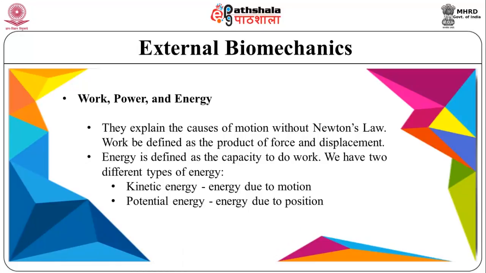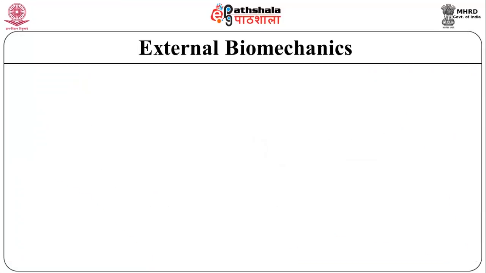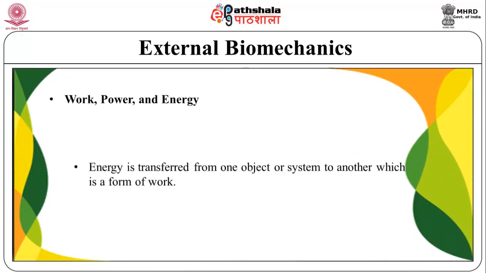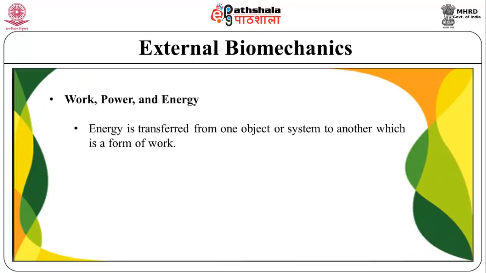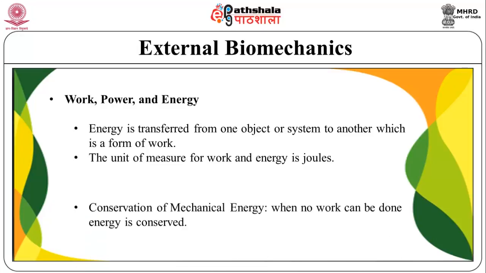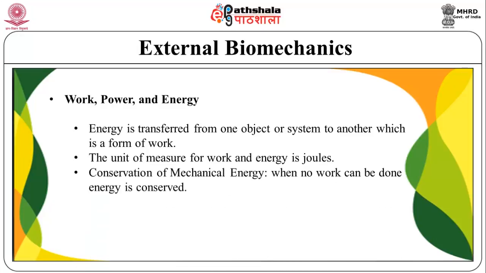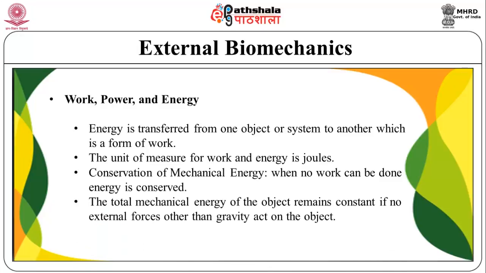We have two different types of energy. Kinetic energy is energy due to motion, and potential energy is energy due to position. This energy is transferred from one object or system to another, which is a form of work. Also, the unit of measure for work and energy is the joule. Conservation of mechanical energy: when no work is done, energy is conserved. Thus, the total mechanical energy of the object remains constant if no external force other than gravity acts on the object.